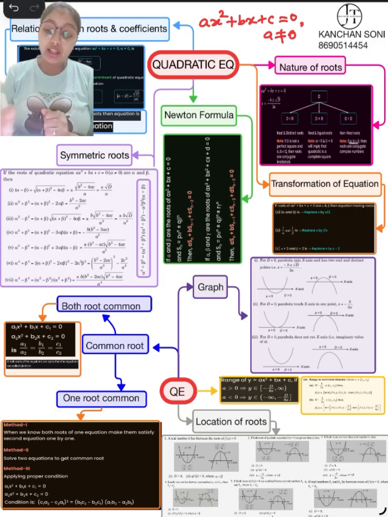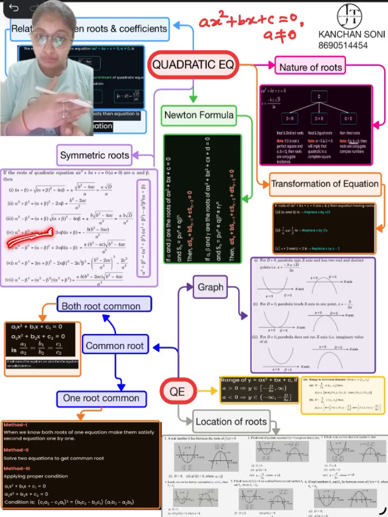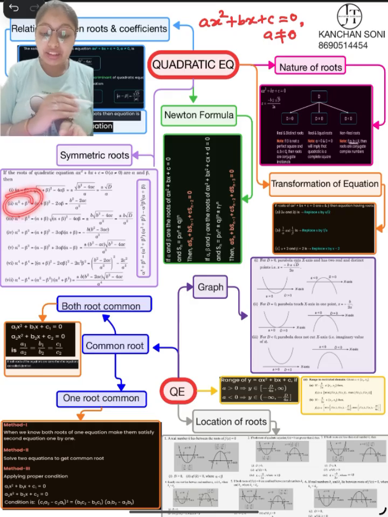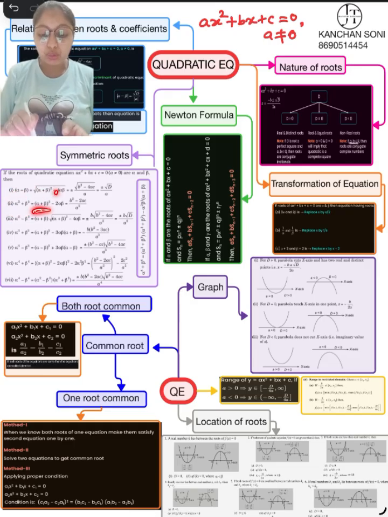Okay, after transformation of equation, the next thing is symmetrical roots. Symmetrical roots means we have the quadratic equation, and in it we have the sum of the roots and the product of the roots. Now they are asking the value of alpha square plus beta square, alpha cube plus beta cube, provided alpha plus beta and alpha into beta are known to us. Okay, alpha square plus beta square, we can write as alpha plus beta whole square minus 2 alpha beta. Likewise, we can write all these values.